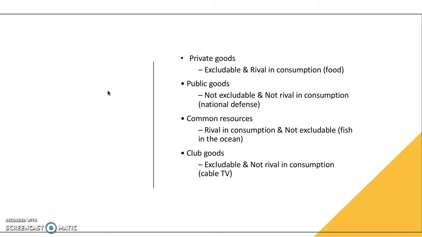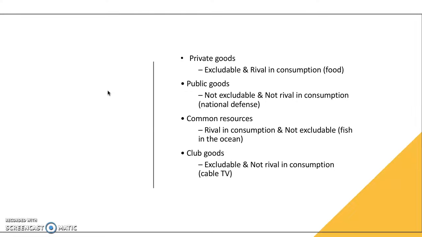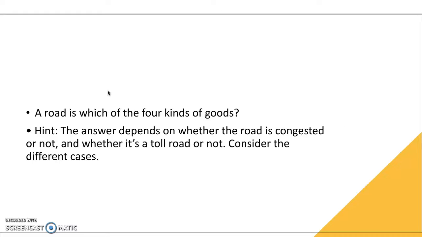Common resources are rival in consumption and not excludable, such as fish in the ocean. And club goods are excludable and not rival in consumption, such as cable TV and those types of resources. A road is which of the four kinds of goods? That will fall back into the category of public goods, as noted here as an example.